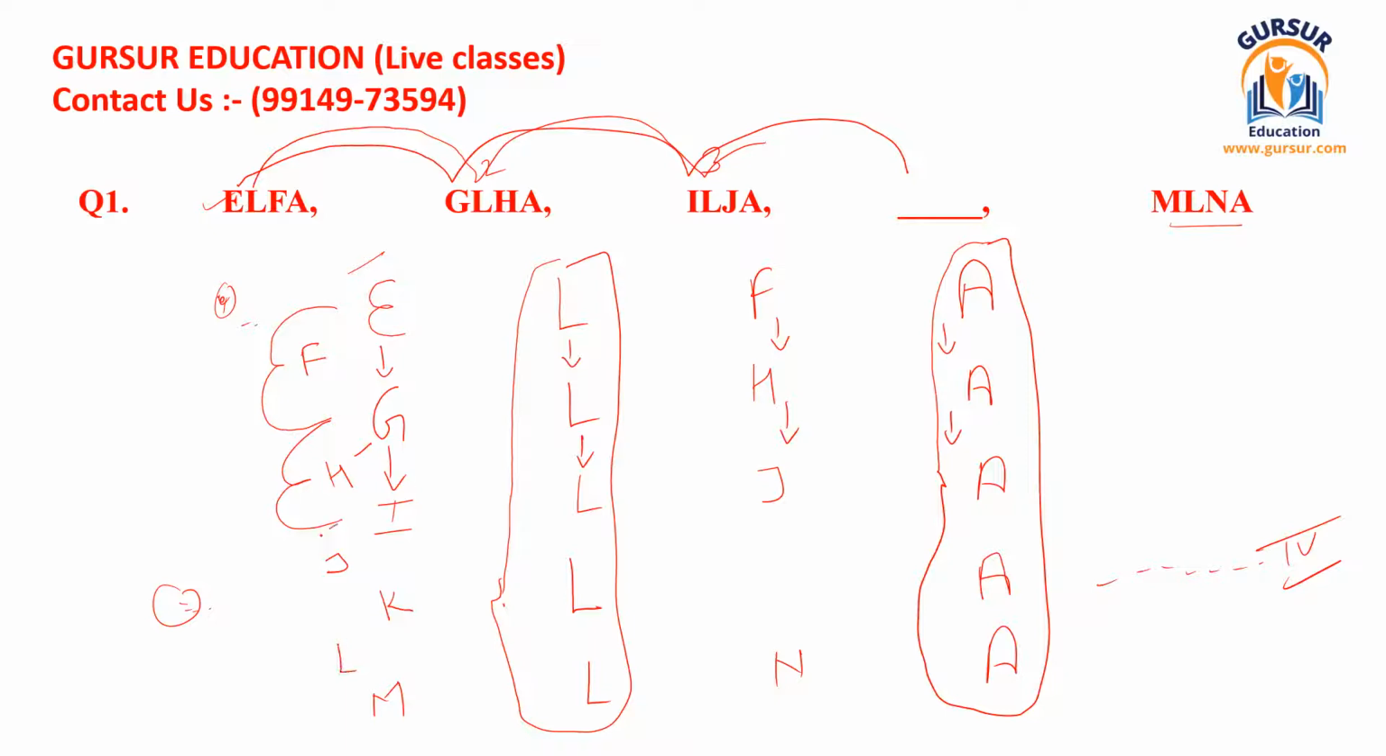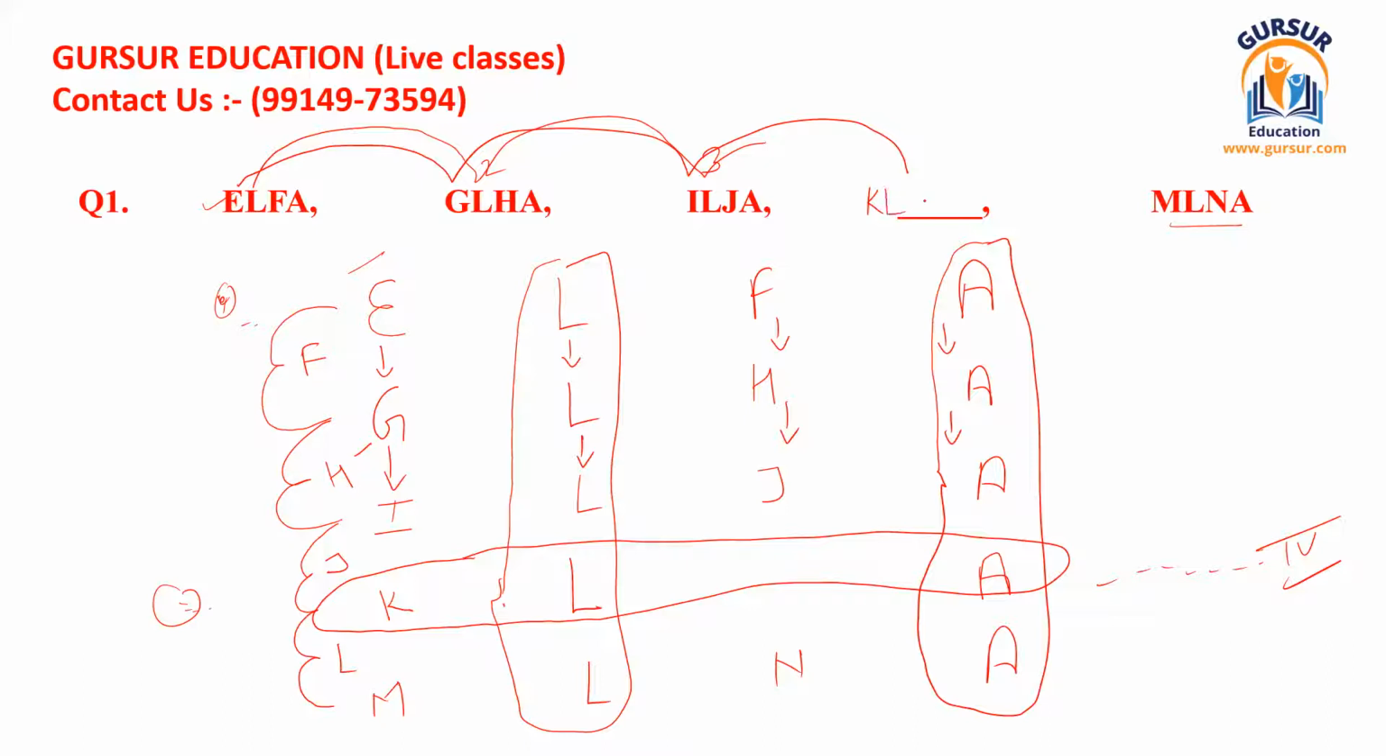So in this way, you can make the relationship between the first elements of all the combinations. Now we have found that K should come at the place of the first element of the fourth relationship which we have to find. So I'm just writing here K, L. Then we have to find the next letter. Then finally there shall be A.